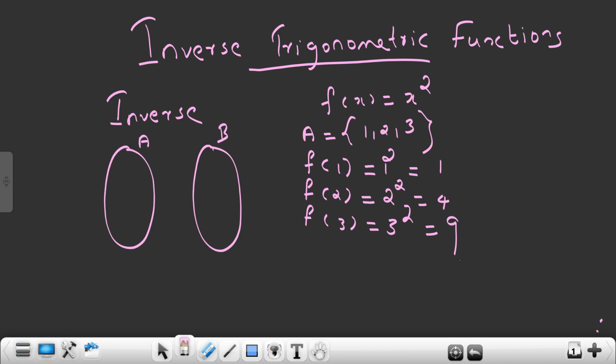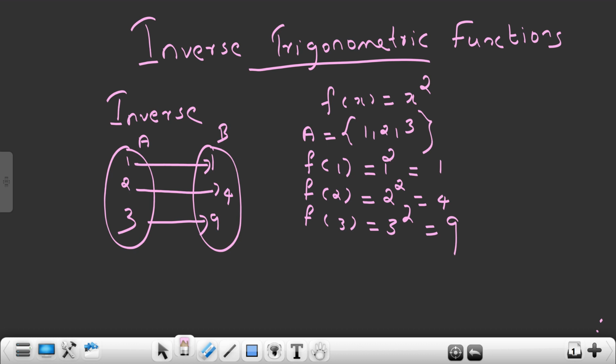Here A is the set {1, 2, 3}. Then f of 1 is 1, so 1 maps to 1. f of 2 is 4, so 2 maps to 4. f of 3 is 9, so 3 maps to 9. Here B equals the set {1, 4, 9}, which is called the range. The function f from A to B is one-one.